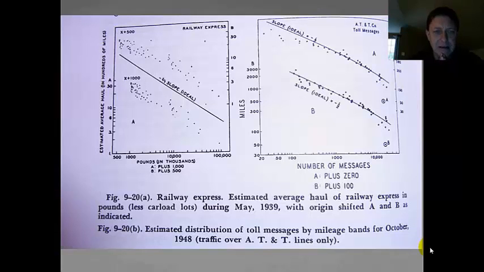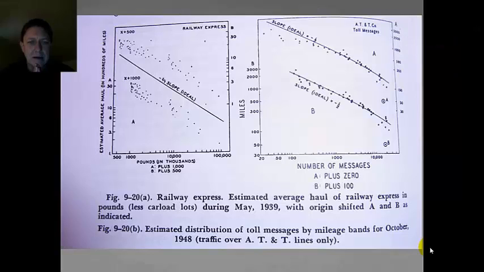It has a y-axis, and the pounds hauled on the x-axis. Okay, the miles hauled is how far the railway went. This is in May 1939, a long time ago. How long was it hauled? And then how many pounds were hauled in 1939?